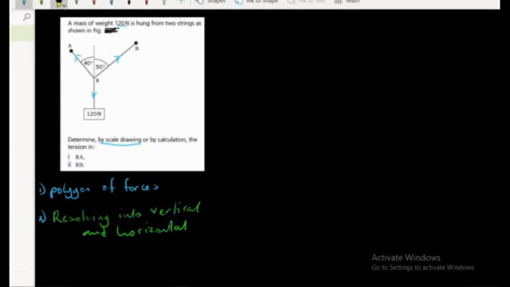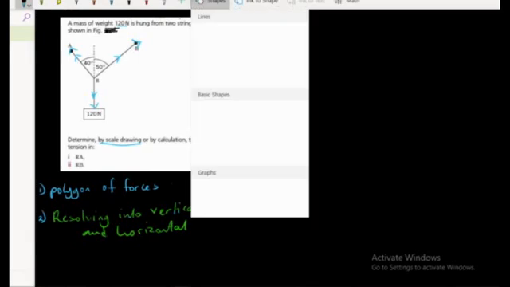In using the polygon of forces, what we simply need to do is to connect all these arrow lines from head to tail. We have the head of these arrows here. So you connect the three forces from head to tail. And to do that, this is what you have.